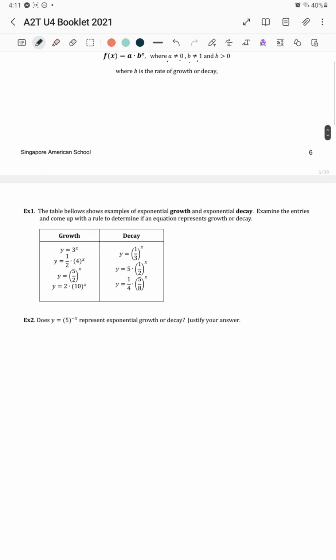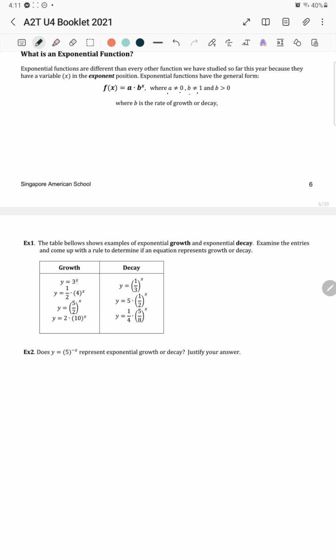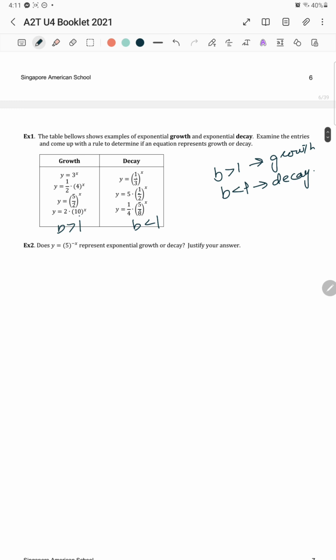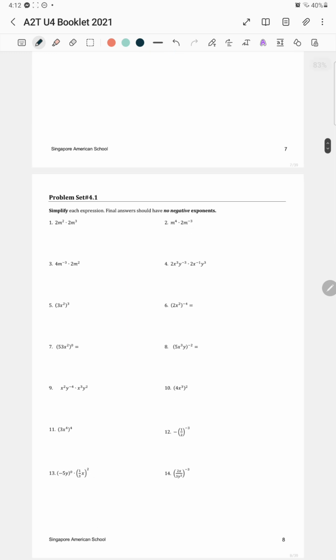The table shows examples of exponential growth and exponential decay. Examine the entries and come up with a rule to determine if an equation represents growth or decay. So if b is greater than 1, it represents growth. If b is less than 1, it represents decay. So if b is greater than 1, it means growth. If b is less than 1, it means decay. Let's simplify this.